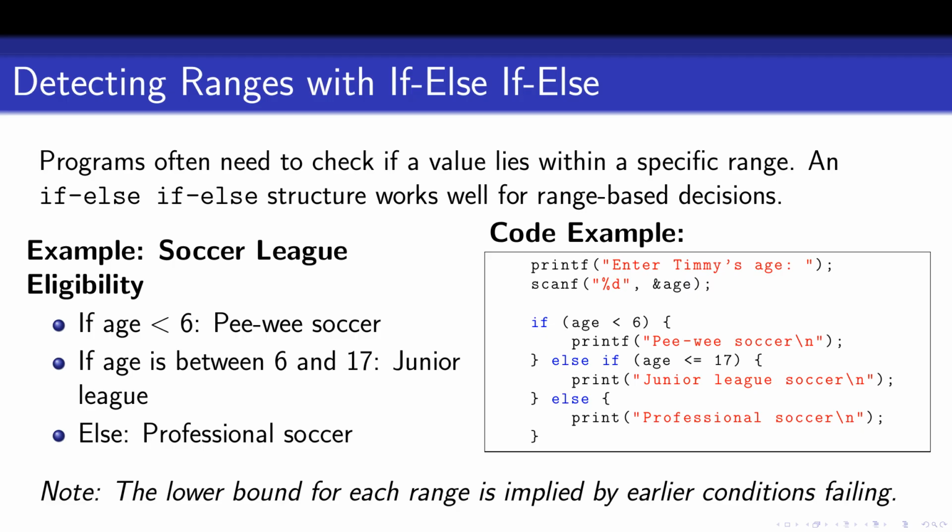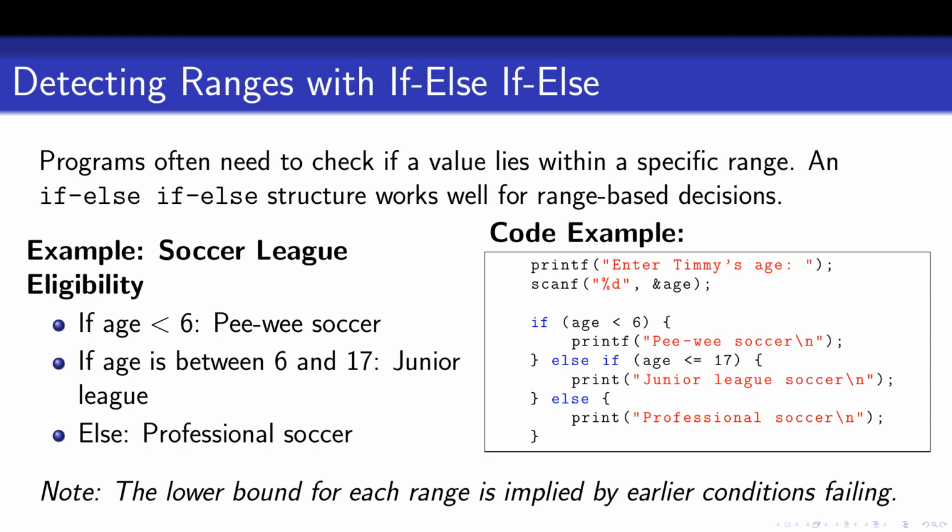This slide walks through a soccer league example that classifies players based on their age. If the age is less than 6, it's Pee Wee soccer. If the age is between 6 and 17, it's the Junior Soccer League. Anything older falls into the professional category.